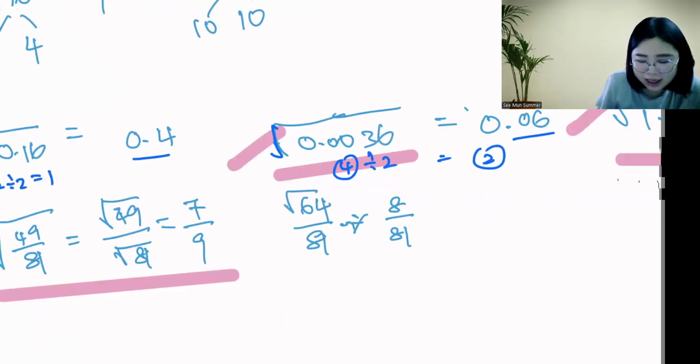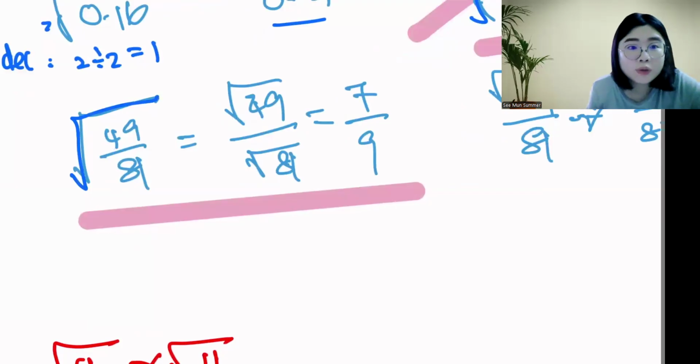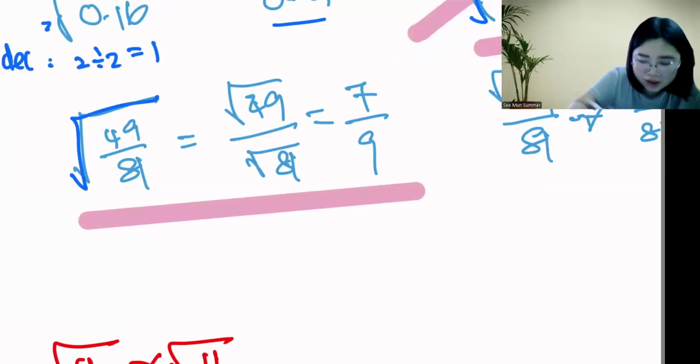Okay, and then lastly, if it's a fraction, we have, can you see? Root. If the tail is long, meaning it roots the whole thing. So I know it equals root 49 over root 81. So I know 7 and 9. So that's the answer. Okay.